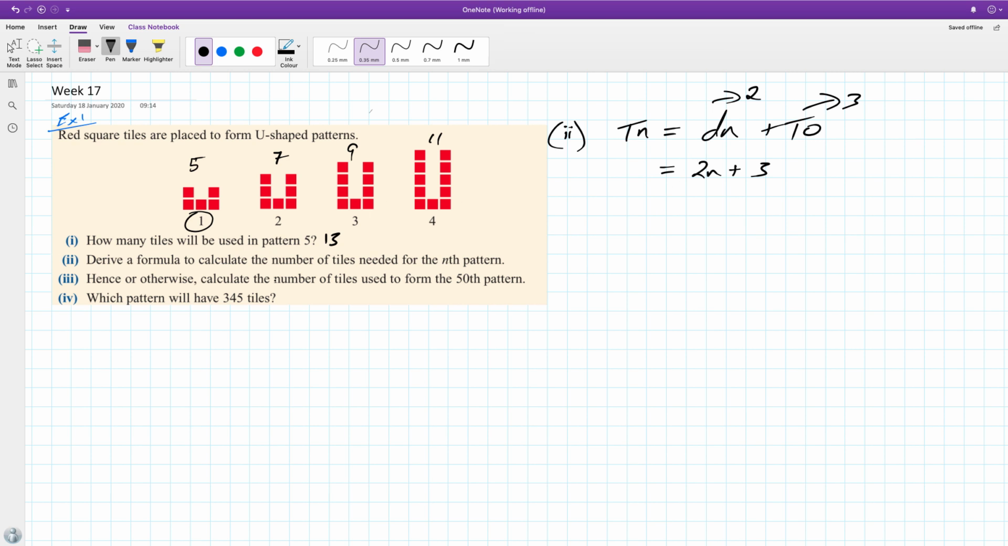And hence or otherwise calculate the number of tiles to form the 50th pattern, i.e. T50 is equal to 2 times 50 plus 3, which is equal to 103 tiles.